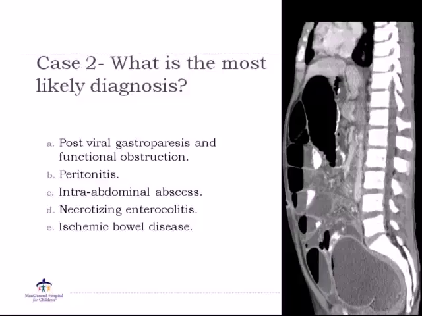And this is the question for you. What is your most likely diagnosis? Are you still in agreement with the primary team? Are you still thinking this is post-viral gastroparesis? Are you still thinking it's functional obstruction? Do you think it's peritonitis, and why that would be? Do you think it's an intra-abdominal abscess, and why would he have one, and where is it? Is it necrotizing enterocolitis, or do you think it's ischemic bowel disease?